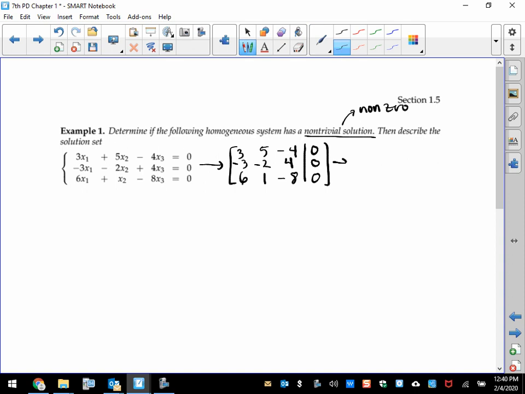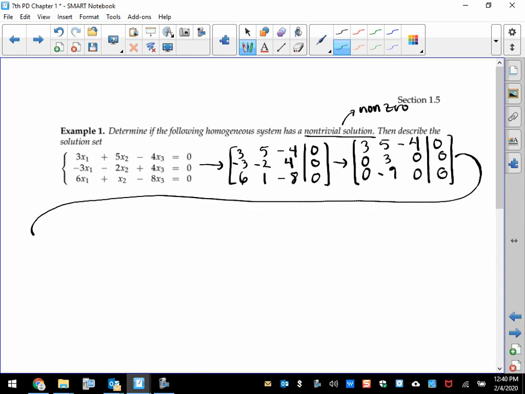Let's start some row reduction. I'm going to eliminate the 3 and the 6 here. Row 1 will remain unchanged. I'm not going to do anything with row 1, but I added row 1 to row 2. So this is going to be a 3, and this is going to be a 0, and this will be a 0. I'm taking away 2 of row 1 from row 3. So this is going to be a -9, and this will be a 0, and this will be a 0.